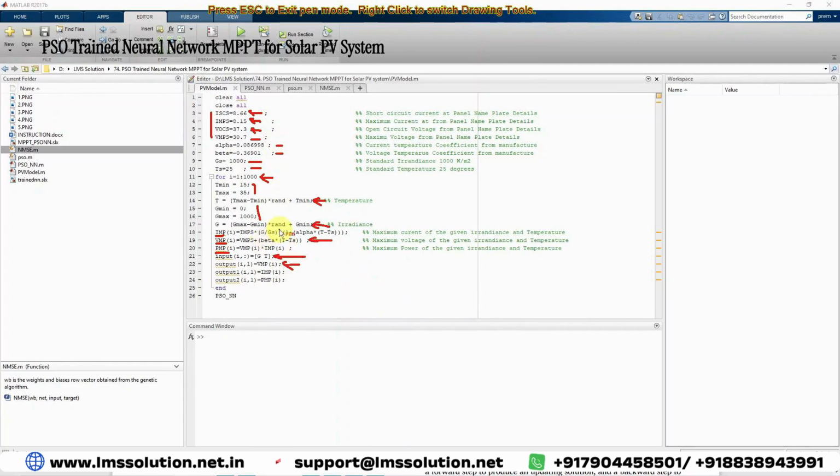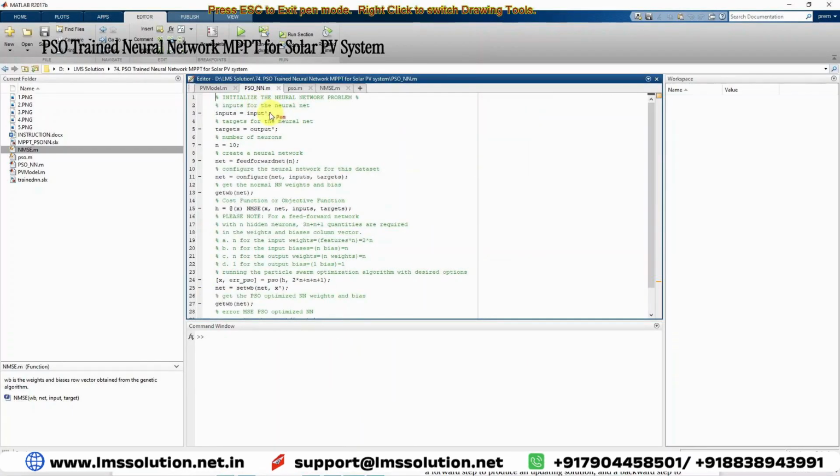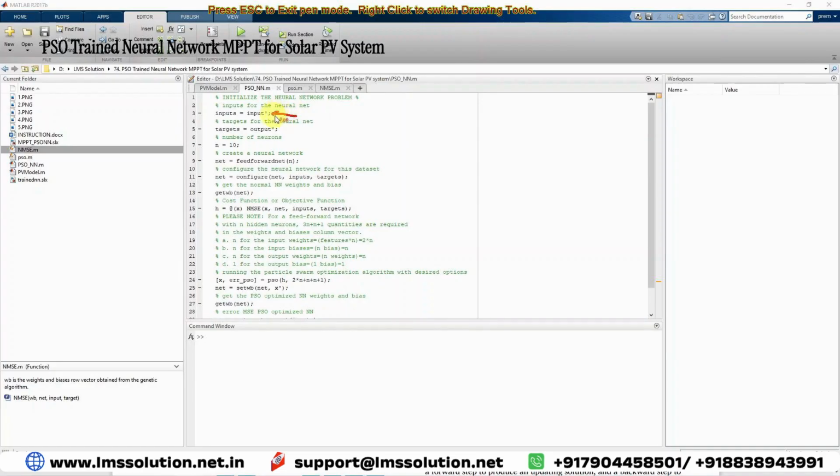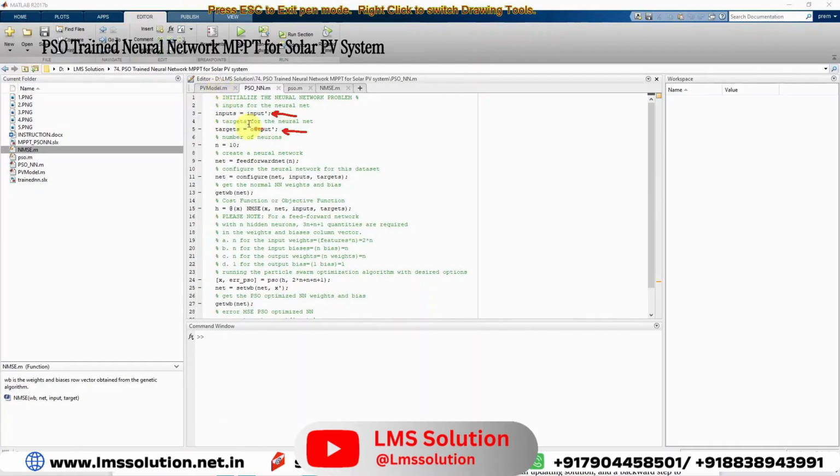After collection of data, you have to execute the PSO optimized trained neural network. During this line of execution, it comes to here, where you have to take the input data first. In the PSO trained neural program, the inputs are taken from the PV model, and the target is also taken from the PV model. After execution of the PV model, it is stored in the workspace. That workspace data is considered here, and then the hidden neuron count is fixed.